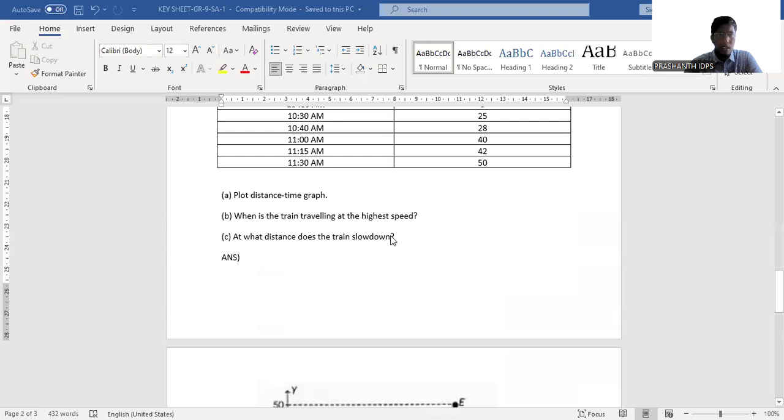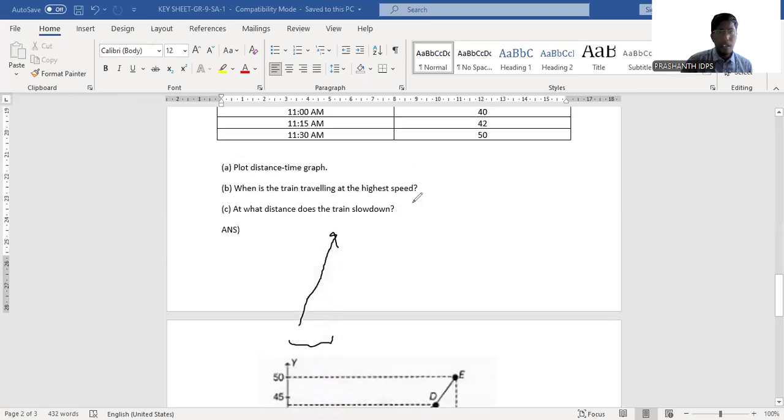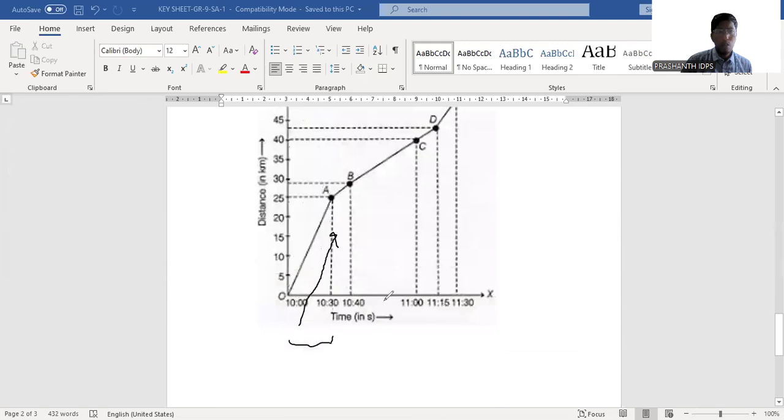Then, when is the train traveling with highest speed? If it is a straight line, an inclined plane with no curve, then the train travels with more speed, right? So what will be the answer? The question is, when is the train traveling at highest speed? From 10 to 10:30 a.m. the train is traveling with more speed, because the slope is inclined. This will be the answer for the second one.